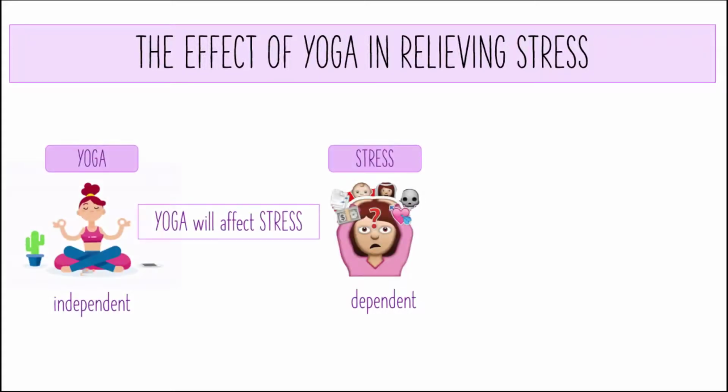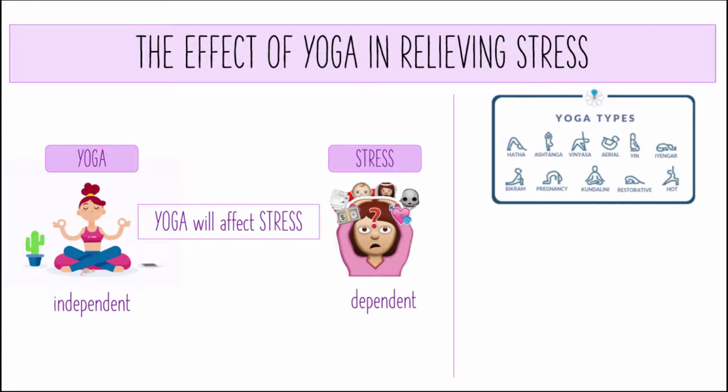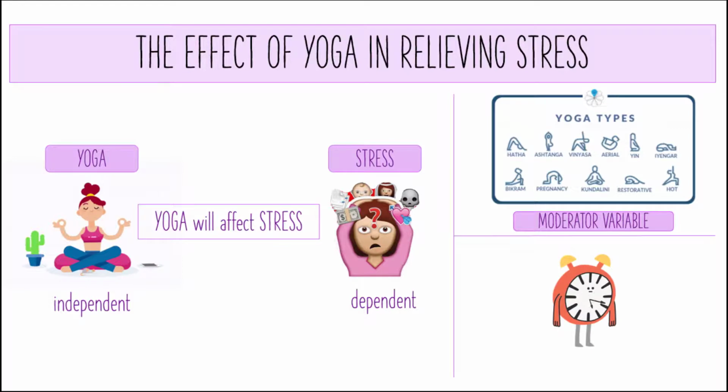Let's consider this study again. We already know that yoga is our independent variable, while stress is the dependent. Now, can you guess what is our moderator and control variable? Alright, one possible moderator variable is the type of yoga. The type of yoga, which is directly related to the independent variable, may affect the impact of yoga on stress, thus causing a change in the effect or result of the study. On the other hand, time can be a control variable, as the time duration of the yoga practice can be held constant during the experiment.